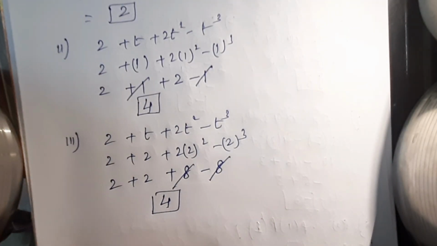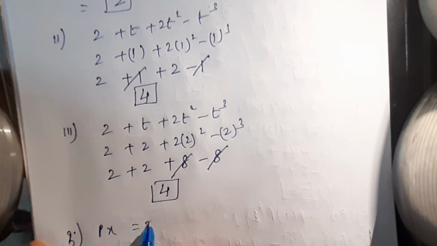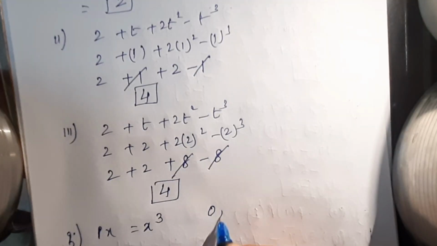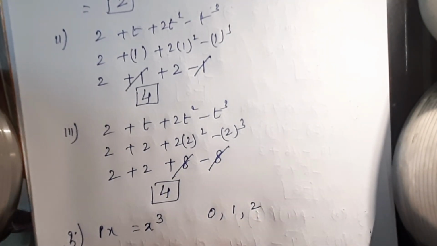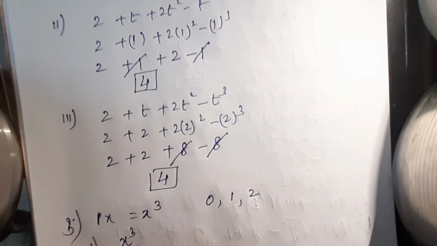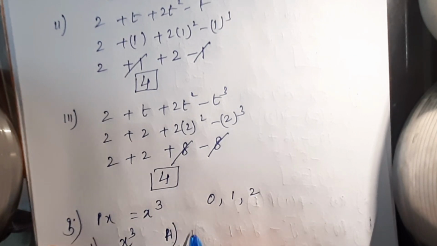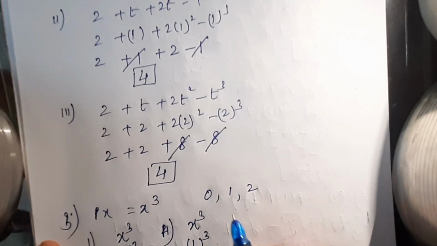Now third question, it's given P of x as x cube. Again we need to replace it with 0, 1 and 2. So the first case we are replacing x with 0. 0 cube is 0 only. So answer is 0. For the second case we need to replace x with 1. 1 cube is 1. Thus the answer is 1.